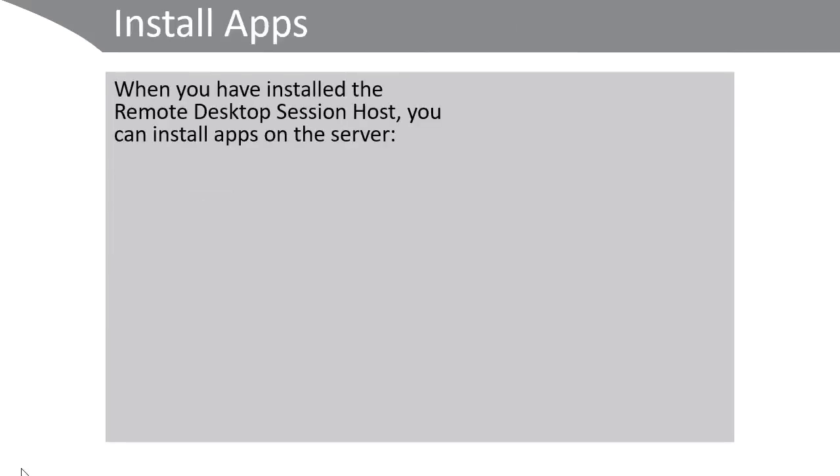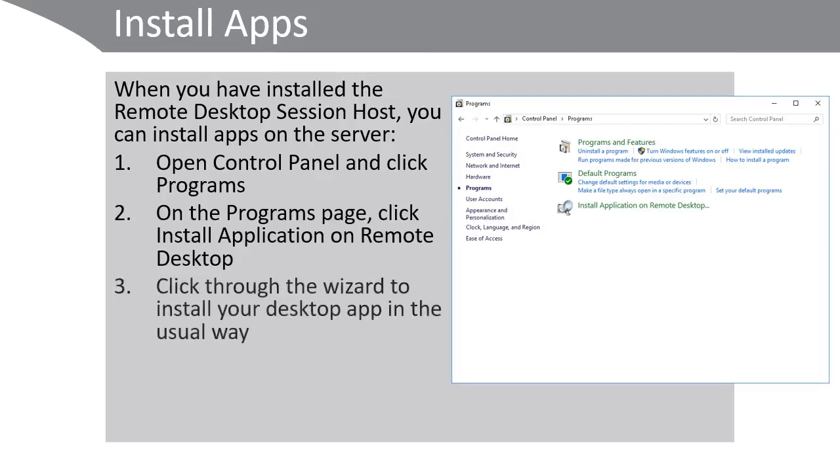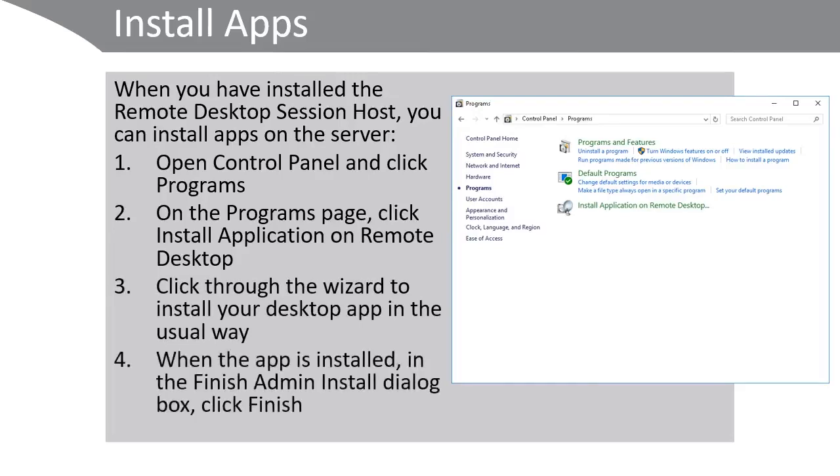Once you've installed the Remote Desktop Session Host, you can install apps on the server. You do this through Control Panel. Click Programs, and then on the Programs page, click Install Application on Remote Desktop. Click through the wizard to install your desktop app in the usual way, and then, when the app is installed, in the Finish Admin Install dialog box, click Finish.